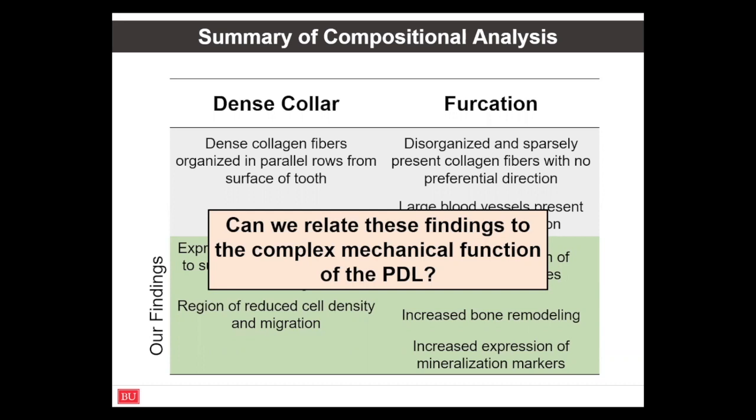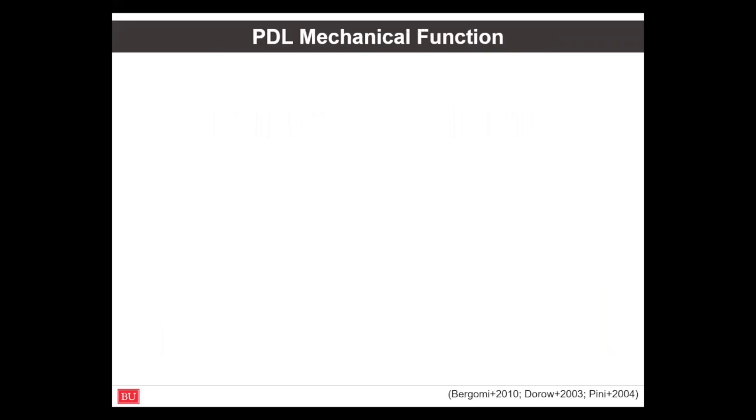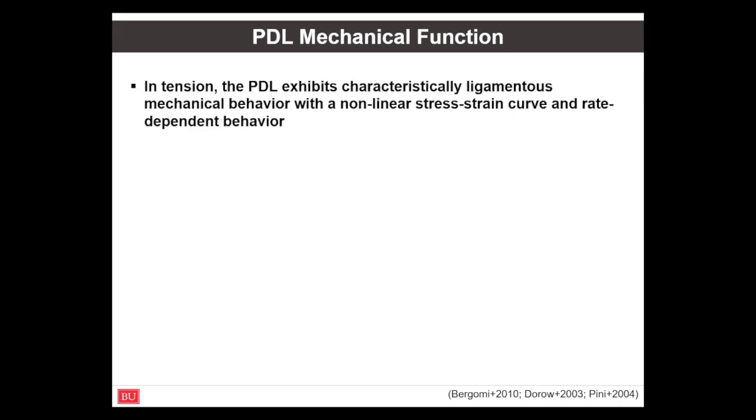Trying to adapt some of the work that we have done in other tendons and ligaments to performing it in the periodontal ligament. So what do we know about mechanical function of the PDL to begin with? There are a couple, actually plenty of studies that have investigated tensile mechanical properties. So in tension, we know that the PDL exhibits characteristically ligamentous mechanical behavior. And it really exhibits a nonlinear stress strain curve with rate dependent behavior, very similar to other ligaments like the ACL or the ulnar collateral ligament.